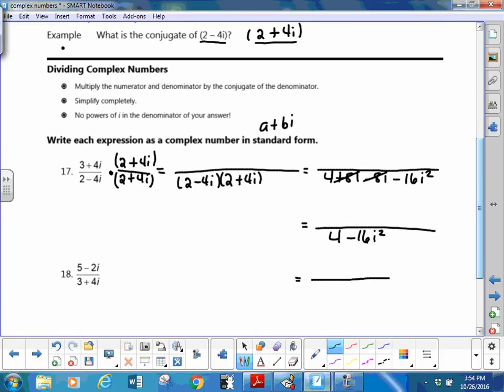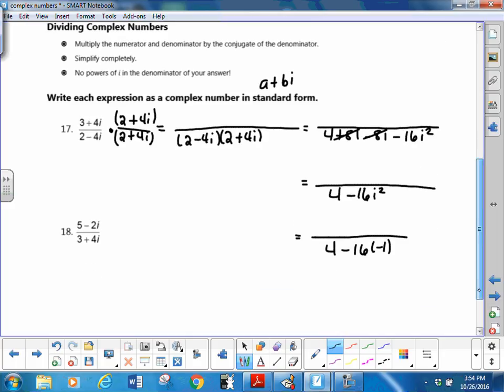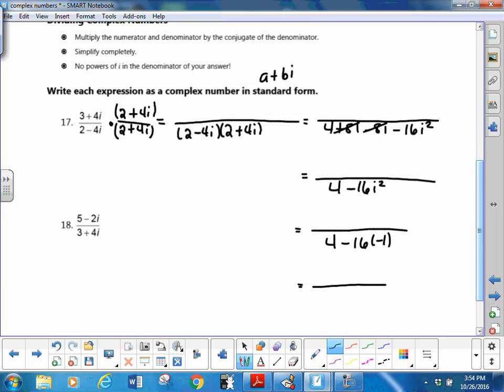I can neaten that up a little more because I can replace I squared with negative 1. So what I really have is 4 minus negative 16, which is 20. So I have the bottom taken care of. And that was the whole point. We don't want an I in the denominator. That's bad manners. That's just something mathematicians don't want. So the way you get rid of it is multiply by its conjugate. Now I've got to go through the process again and do the same thing to the numerator.